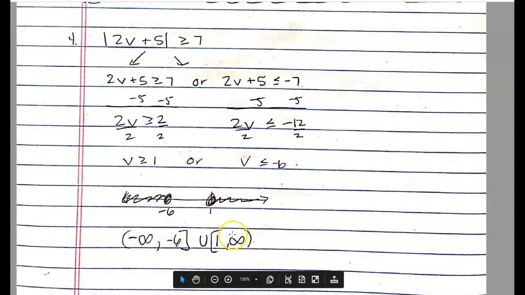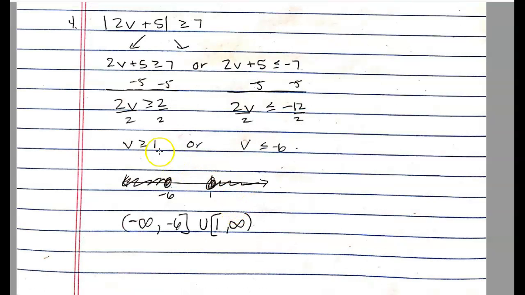And then you'll write this in interval notation from small to big. So -infinity to -6, that's a bracket because it's a solid dot, because of the or equal to. And if it were just a strict inequality, you would have an open dot and a parenthesis.